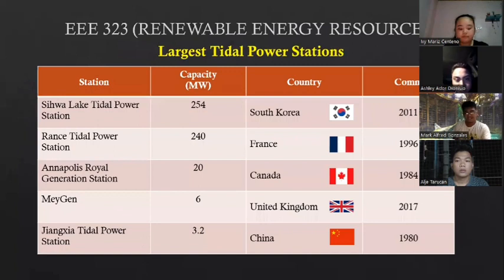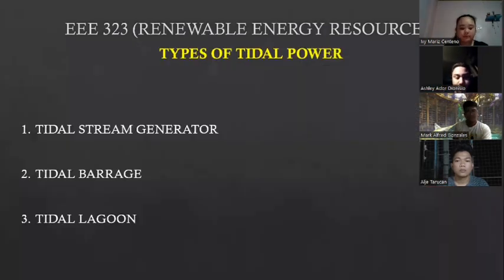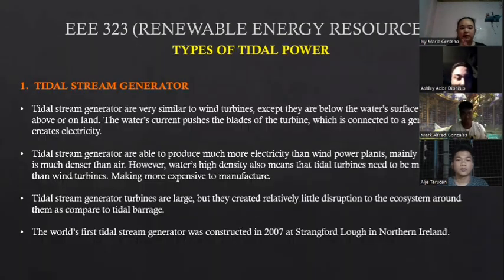This is the list of the largest tidal power stations in the world: Shihwa Lake Tidal Power, Rance Tidal Power, Annapolis Royal, Meijin, and Jiangxia Tidal Power from China. Now, there are many types of tidal power, but we only know a few. These are the tidal stream, tidal barrage, and tidal lagoon, which will be discussed by my members.